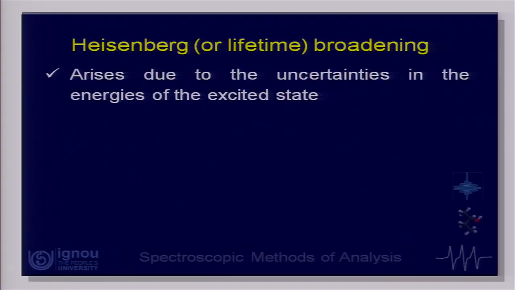Okay. Now let us take up the third factor which causes the broadening of the signal, and this factor is called Heisenberg or lifetime broadening. This actually arises because of the uncertainties in the energies of the excited state. I am sure that you are familiar with one version of the Heisenberg uncertainty principle, that is delta p into delta x approximately equal to h cross.